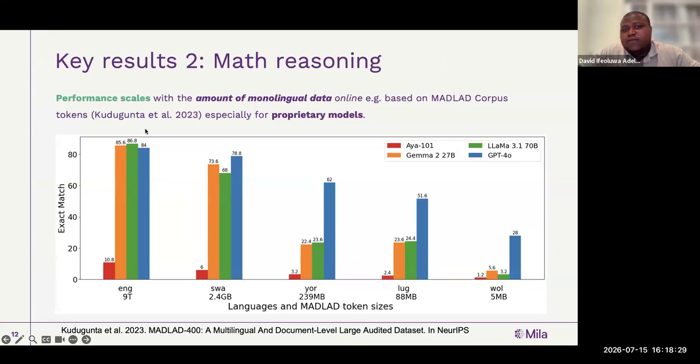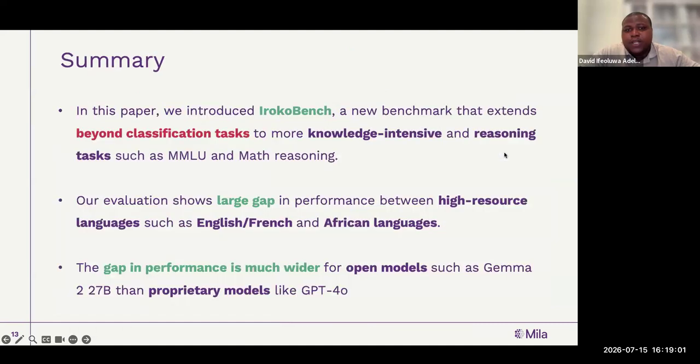But the interesting thing we saw for math reasoning is that the amount of monolingual data on the web also kind of predicts the performance. For example, if you analyze the token counts, you'll find very good results for English because it has more tokens on the web, so the model can understand the queries better. And as the number of tokens reduces, you also find worse performance across different languages. For example, Wolof was just 28 for GPT-4. So in summary, I could tell you more about IrokoBench, but this is not the focus of today's talk.